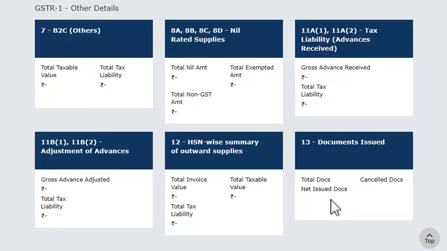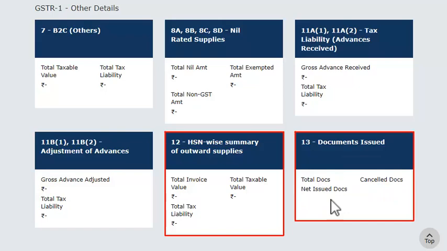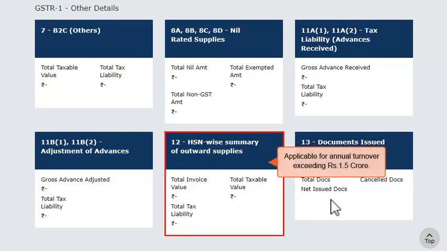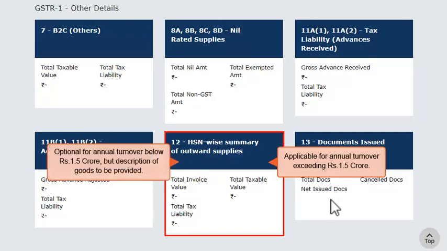Before concluding this course, I want to show briefly about two more categories. These are HSN or SAC Summary of Outward Supplies and the section that captures the list of documents issued. The HSN or SAC-wise summary of outward supplies needs to be reported if the annual turnover exceeds 1.5 crore rupees. Providing this summary with annual turnover of less than 1.5 crore rupees is optional, but the taxpayer still needs to provide information about the description of goods.